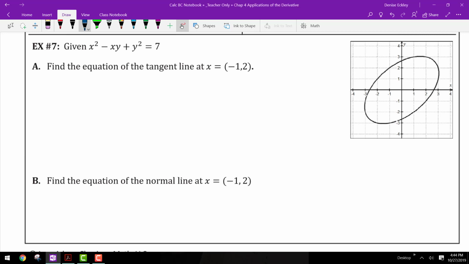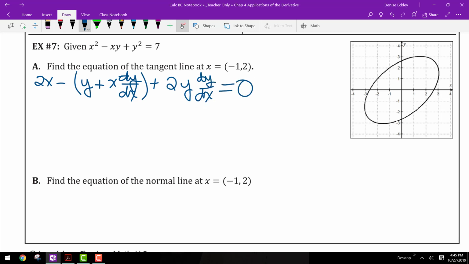Okay, so the first thing we're going to do is take the derivative, and this is going to be an implicit derivative. So the derivative of the first term is going to be 2x minus, and we're going to use the product rule with the chain rule with the implicit differentiation. So we're going to have y plus x times dy dx. And I did this a couple times in part 1 of the video, so you can watch it there if you're not sure what I did. And then the power chain rule, implicit differentiation on y squared, gives us 2y dy dx, and the derivative of 7 is 0.